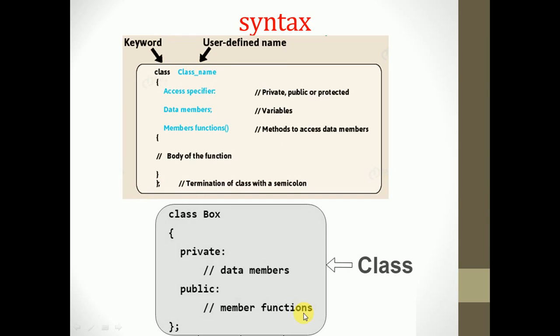For example, these are the keywords that you should remember. Class is a keyword which I should never change. The class name can be any name. So here the class name is going to be box. Immediately I open it with an opening bracket. I have private, where I have all my data members, and public, where I have all my member functions, and here I terminate my class. So this is how the syntax of a class would be.